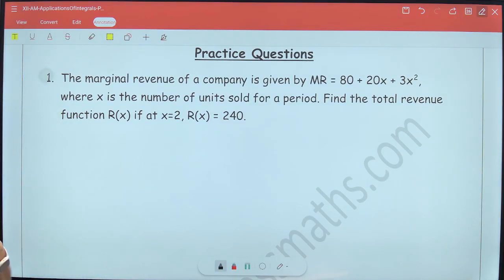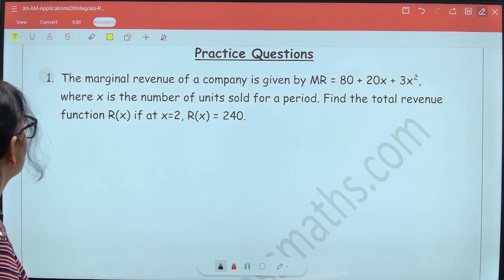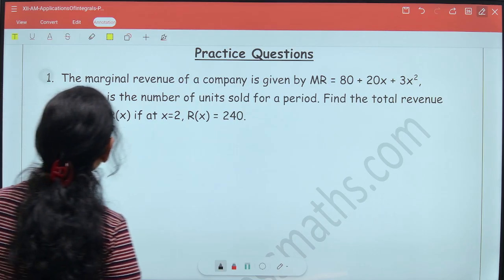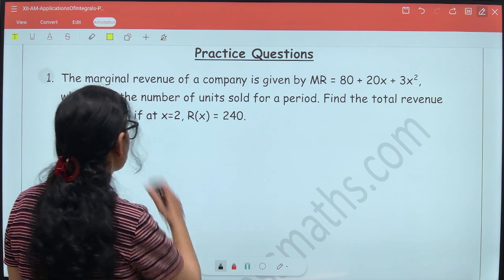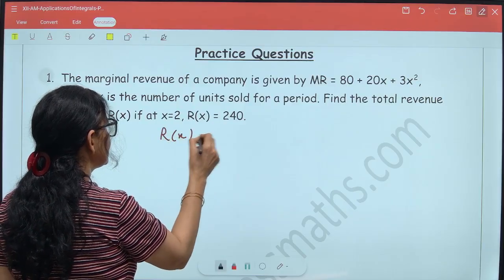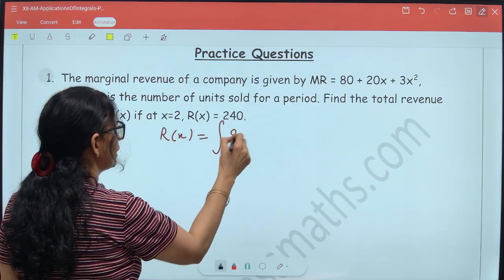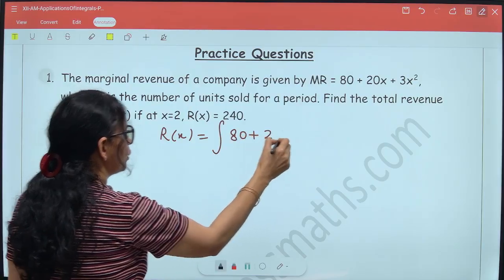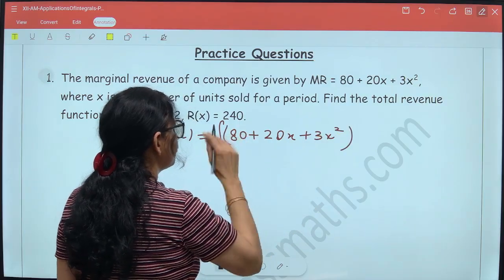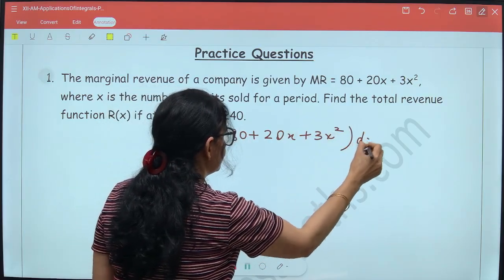The first question is: the marginal revenue of a company is given by MR = 80 + 20x + 3x², where x is the number of units sold. Find the total revenue function if at x = 2, R is 240. So we start with integrating the marginal revenue, that is 80 + 20x + 3x². Do not forget to put these brackets and write dx here.